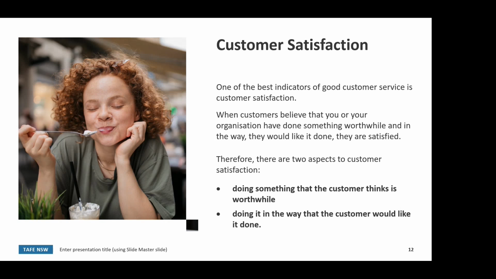So what is our goal? Our goal is customer satisfaction. One of the best indicators of good customer service is customer satisfaction. When they believe that you or your organization have done something worthwhile and in the way that they would like to have it done, they are satisfied. There are two aspects of customer service: doing something that the customer thinks is worthwhile and doing it the way the customer would like it done. Sometimes, by the way, we don't do either one of those things, and you'll see later that we need to be prepared for those situations as well.